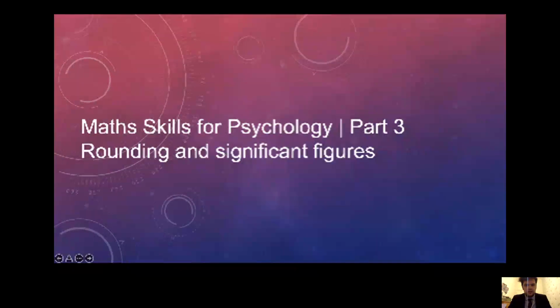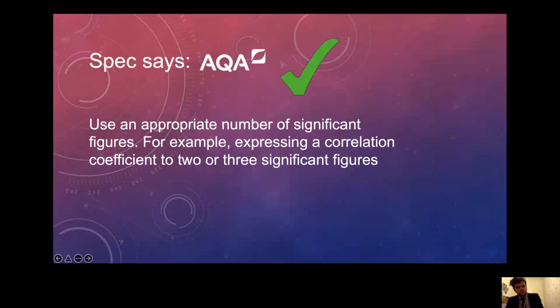rounding and significant figures. This should be quite simple, quite a quick thing. Just the idea of significant figures, and if you're asked to round to 2, round to 3, you know what the game is. So let us revisit my slides. Here we go. So use an appropriate number of significant figures, e.g. when expressing a correlation coefficient to 2 or 3 significant figures. There are no other slides to this one. We're going to go straight onto my notebook.